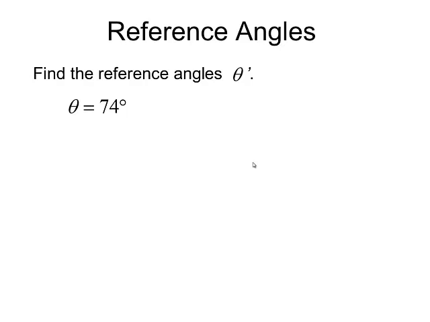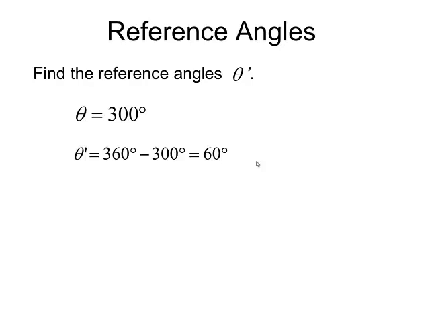Find the reference angle for 74 degrees. Since it's less than 90, then the reference angle is 74 degrees. Find the reference angle for 300 degrees. 300 degrees is in quadrant 4, so the rule is to subtract theta from 360, so the reference angle is 60 degrees.